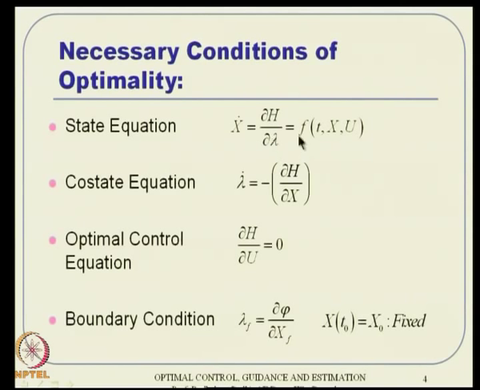We have a state equation, x dot is del H by del lambda, which is the f of x, coming from the system dynamics typically. Then we have the co-state equation, lambda dot is minus del H by del x. Both of these are differential equations, dynamic equations really. The third equation is the optimal control equation, which is a static equation. From this equation we should be able to solve for the optimal control u as a function of x and lambda. That is how it develops, and for these two differential equations we have two boundary conditions as well.